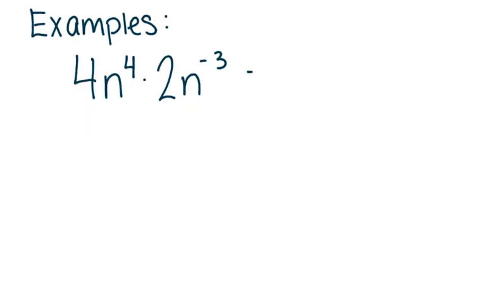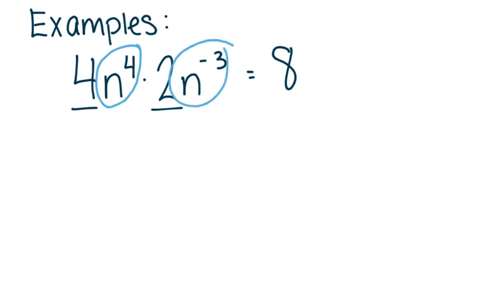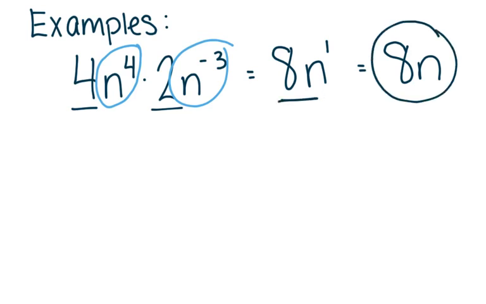Okay. Alright, this one is very similar to that first one. We're going to multiply the two numbers. They're not being raised to any exponents, so it's just 4 times 2, which is 8. Now we're going to deal with the like bases. Anytime you're multiplying and you have the same base, you can combine them by adding. 4 plus a negative 3 is 1. It's not necessary to write something to the first power, so you could just write it as 8n. If you wrote it like this, it wouldn't be incorrect. You can still do that, but you're more likely just to see 8n.